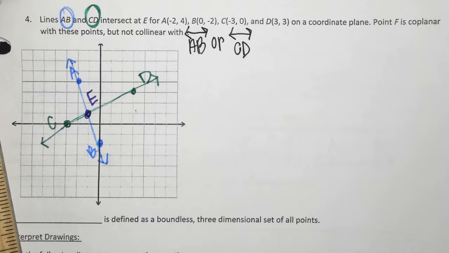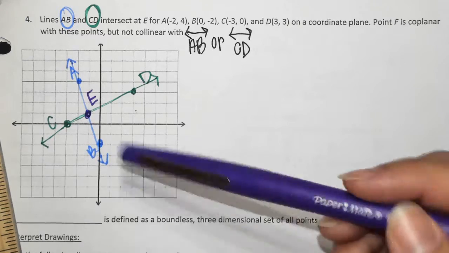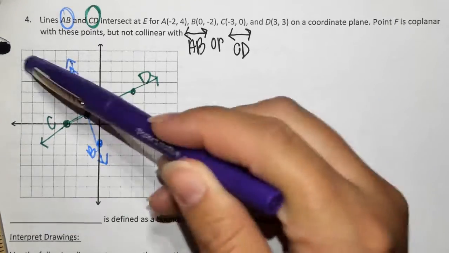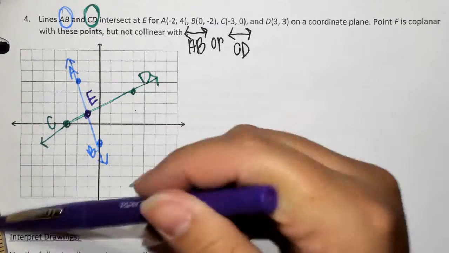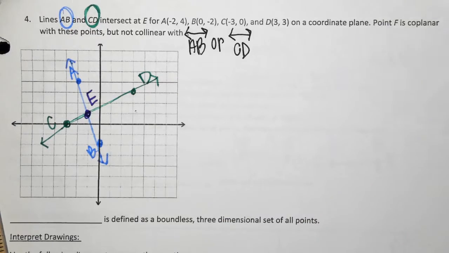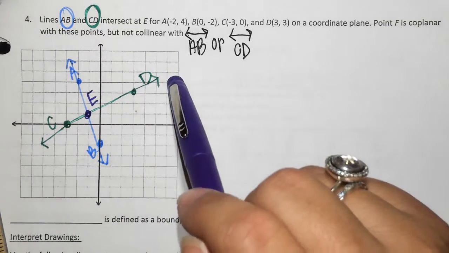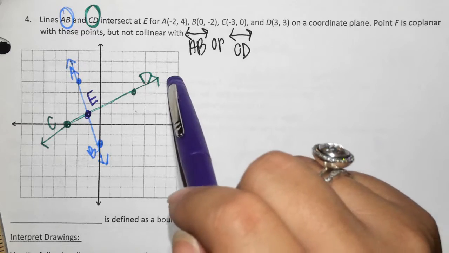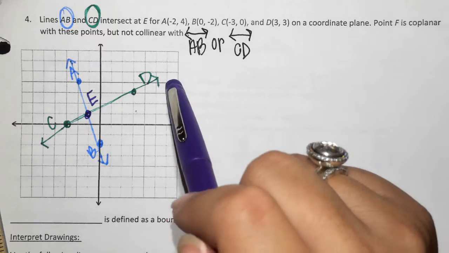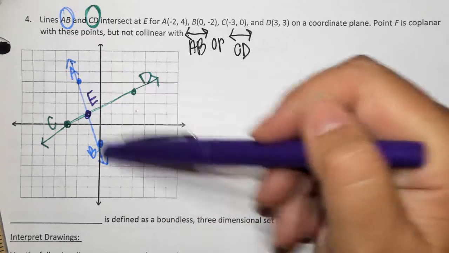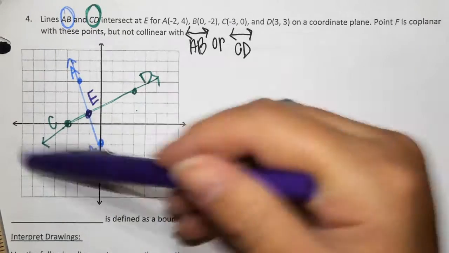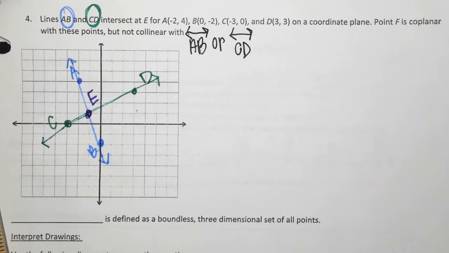Point F, well, where's F? I don't know. It hasn't told us. Point F is coplanar. Imagine that this grid is the plane. Okay, it is the plane. Point F is coplanar with these points, but not collinear. Well, not collinear means it's not on the same line. So as long as it's not on these lines, it could be anywhere else. So plot your point F. It's not on the lines, but it's in the same plane. Go ahead, plot it. Don't wait for me.